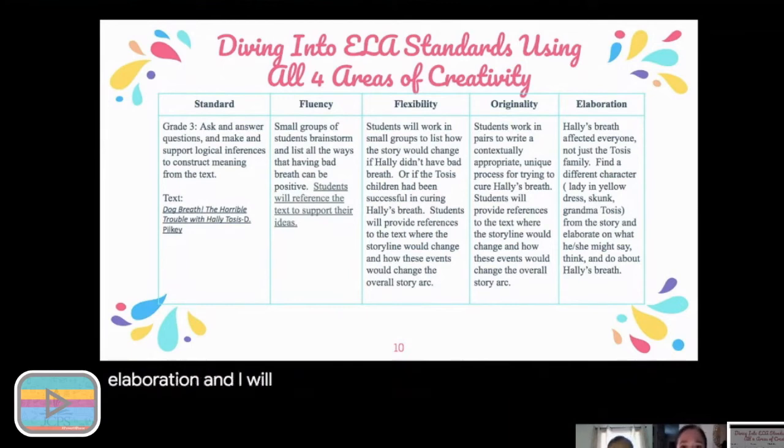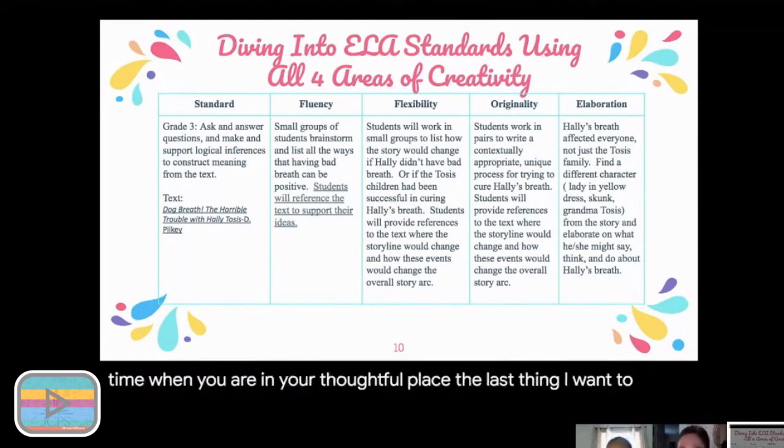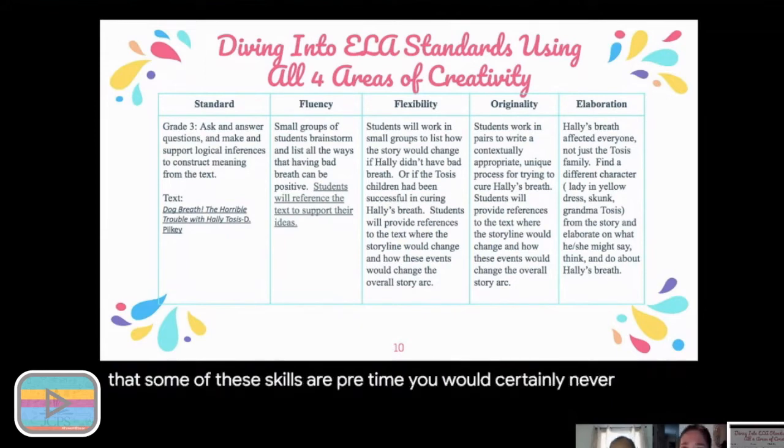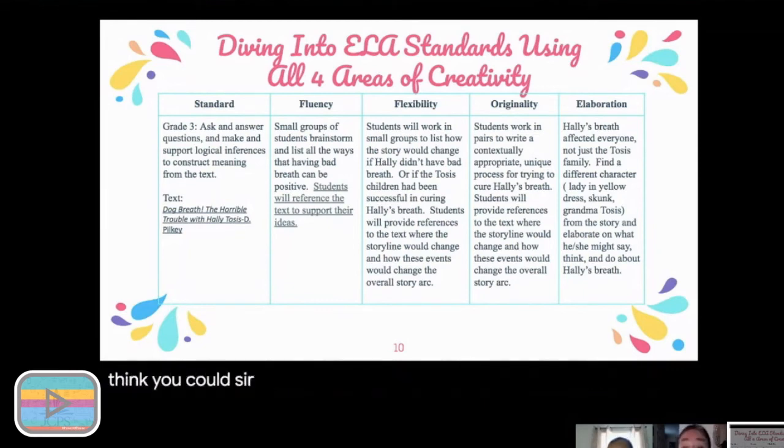And I will let you look at my examples and go back to this at a time when you are in your thoughtful place. The last thing I want to add before I turn it over to Dominique in a fifth grade example is that we really want you to make sure that some of these skills are pre-taught. You would certainly never start with this skill unless you're planning on using it as a diagnostic, which I think you could certainly do. If I started out having them identify theme, as Dominique's going to model, if they can do that on the very first day through a diagnostic choice board activity, then right there, that's your gifted kid, or that's the kid who will need enrichment.